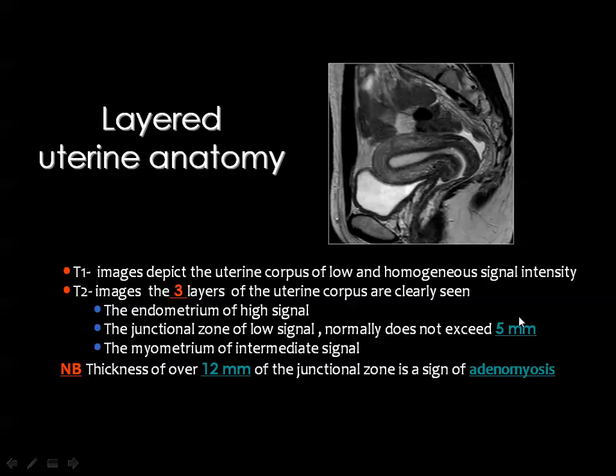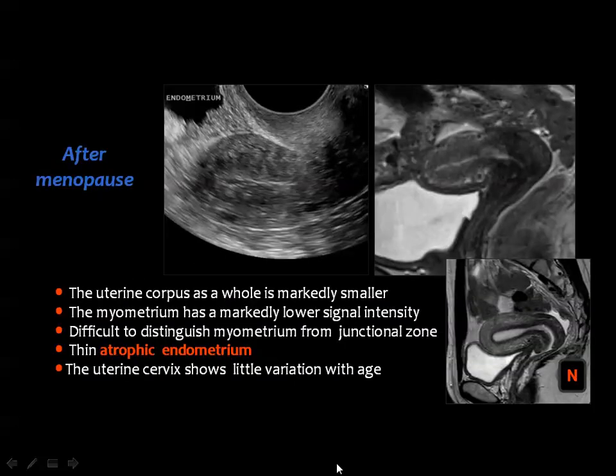One of the important items here is to look for the thickness of the junctional zone, which is also helpful in diagnosis of some uterine pathology, especially adenomyosis. This is the junctional zone, which should not exceed 5 millimeters. If it is more than 12 millimeters, you are sure that you are dealing with uterine adenomyosis.